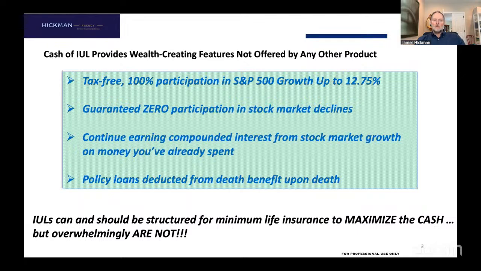So how does it work? Well, I can peg my cash growth to any number of indices. I typically pick the S&P 500. So I work with a whole bunch of carriers. I don't work for any of them. I work with a whole bunch, so I try to find the best fit for the client. One of the carriers I work with offers up to 12.75% in the S&P 500. On the anniversary of your plan every year, what did the S&P do? You'll get up to 12.75%. Okay, that's the cap. 100% tax-free.